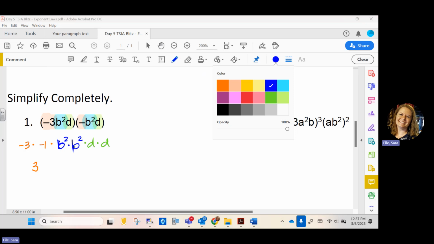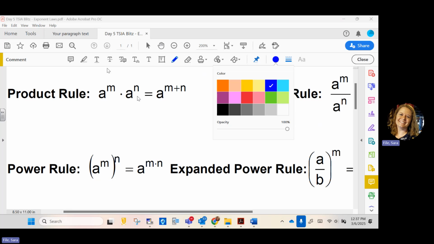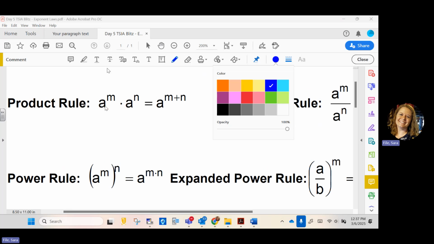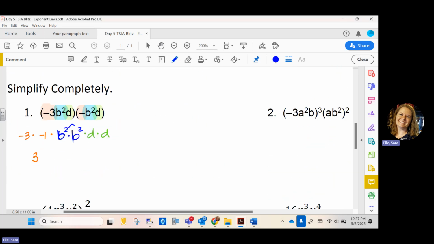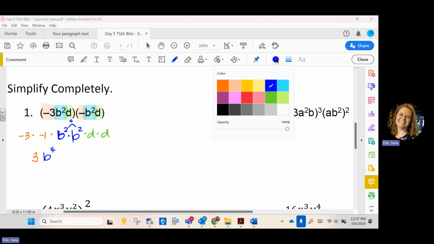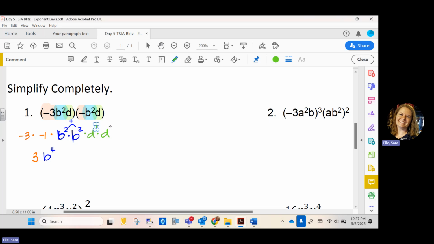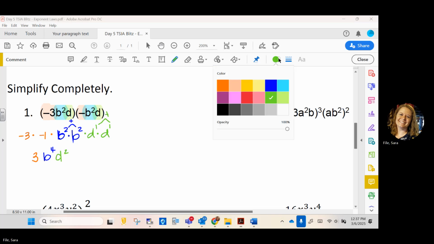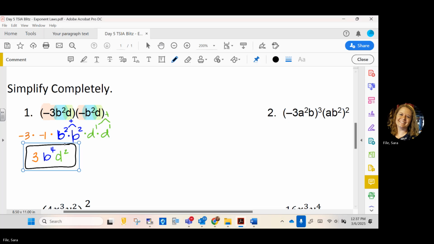Now to actually do the math, -3 times -1 is +3. Okay, B times B, that is going to use this power product rule up here where the bases match, we add the exponents. So I'm going to add 2 plus 2, so that's going to be B to the 4th. And then we're going to do the same thing with D. Right now, if there's no power, it's an understood 1. So if I add those two, 1 plus 1 is 2. So D squared. Okay, so I reorganized to group together what's going to get multiplied. And then I used, in this case, the product property.